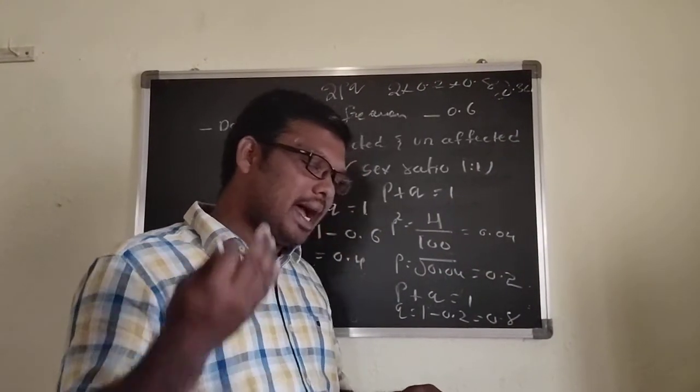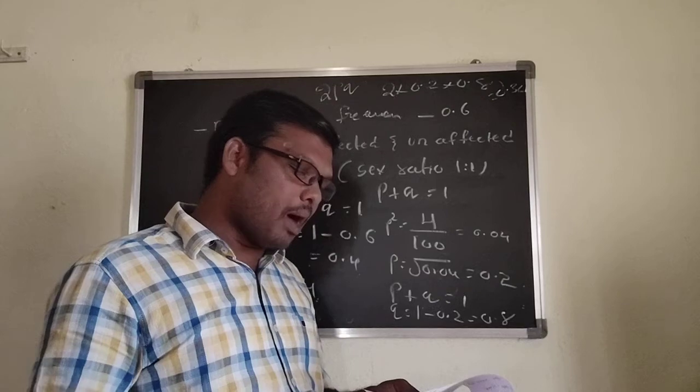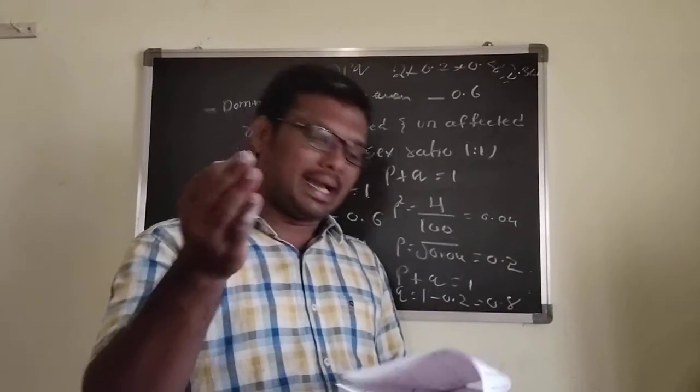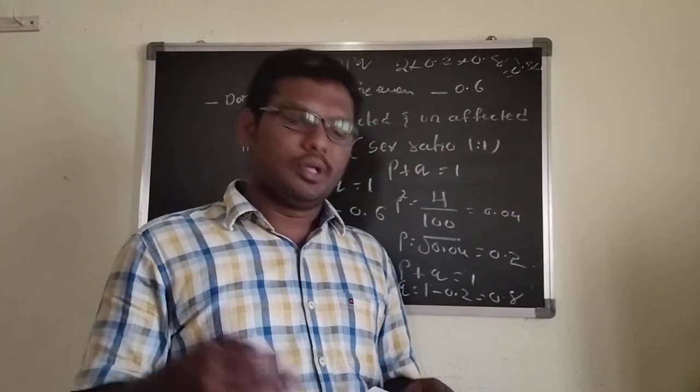And the next question, I already discussed one. In a population of 600 people, 96 have NN blood group. 96 by 600, you get the answer.